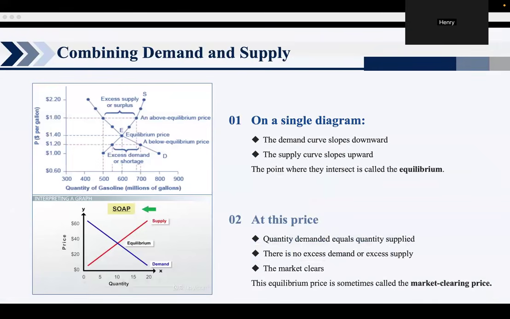Let's now combine demand and supply on a single diagram. We know the demand curve slopes downwards and the supply curve slopes upward. The point where these two curves intersect is called the equilibrium. This is one of the most important concepts in economics.